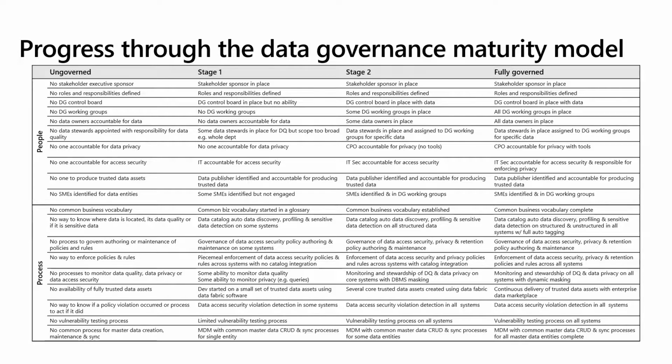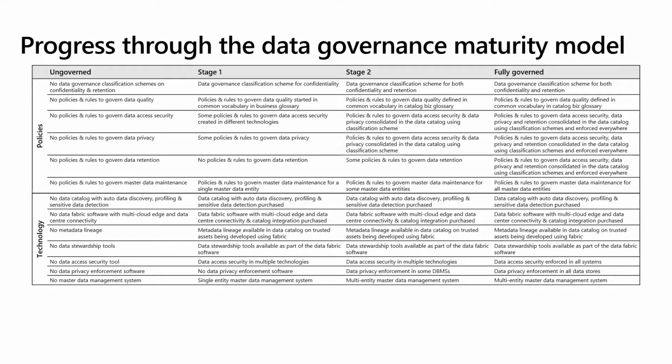The first column, ungoverned, is completely lacking any implementation, whether it be having the right people identified or having any processes in place at all, all the way through fully governed on the right. It's certainly possible to be at different levels of maturity in each section. The benefit of this model is that we can use it to help provide a roadmap for implementation as a way to ask, what do we do next?